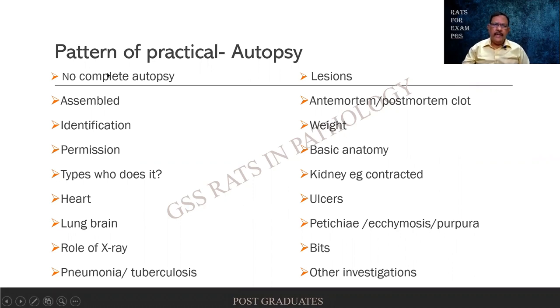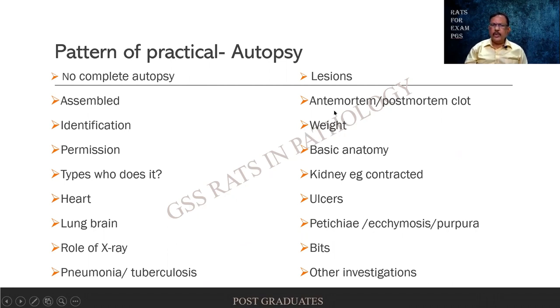First, let me be very happy that there is no complete autopsy. Today we have got what is called an assembled autopsy in most centers. If there are 4 or 5 candidates, they are given the various diagnoses which is picked up by lots and the specimens given accordingly, which they will have to examine and finally arrive at a diagnosis. Various questions shall be asked about the identification of the cadaver, who gives permission, who does it, and how do you open the various organs, what is the importance of the autopsy, and so on and so forth.